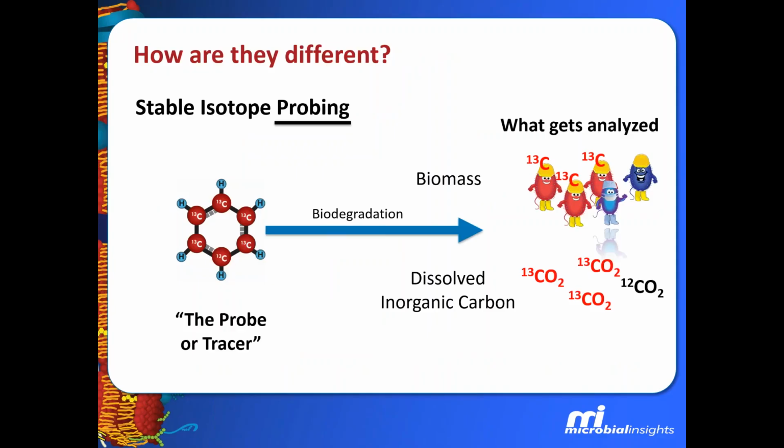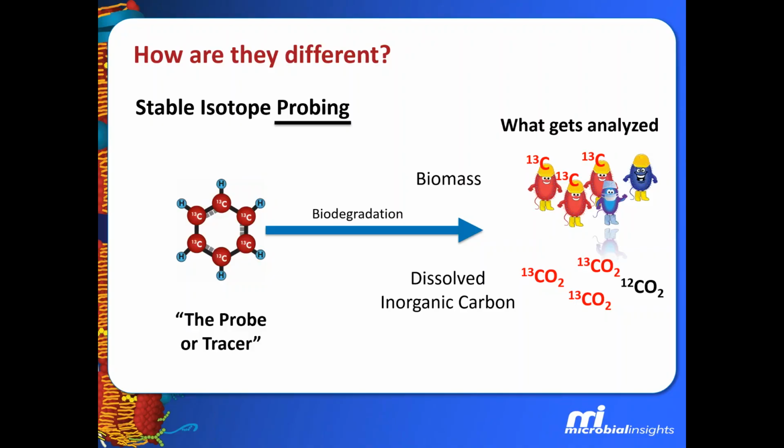Let's first of all talk about stable isotope probing. In stable isotope probing, the key word is probing. We are using a probe, or you might think of it as a tracer, which is a compound, particularly a contaminant of interest like benzene shown here, that is composed totally of carbon-13. And this probe, or tracer, is then placed in an environment where we think there might be organisms present that have the capability of degrading that compound under aquifer conditions.